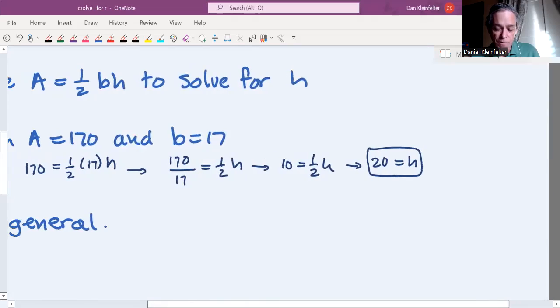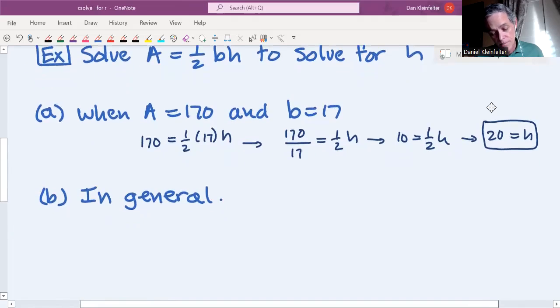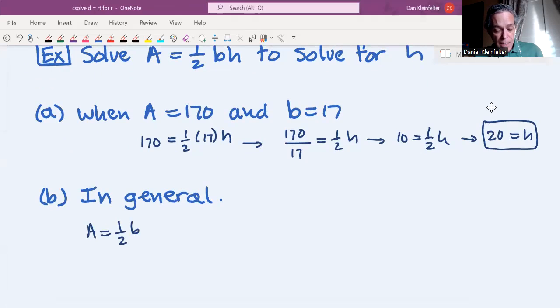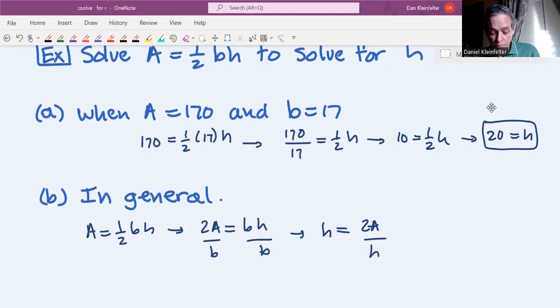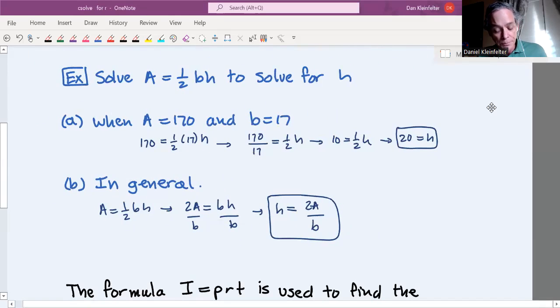Okay, so there's that. We solved for a particular value of H. If we want to do this in general, if A is 1/2 BH, we could multiply both sides by 2 to clear the fraction out. And then since we want H all alone, and right now it's multiplied by B, we'll divide both sides by B so that we'll have H equals 2A over B. Okay, so once again, we've got another formula. This time H is all by itself, and we didn't get a number for an answer.